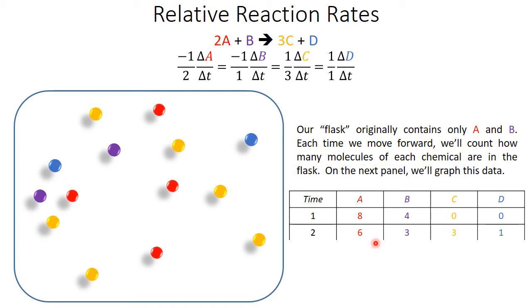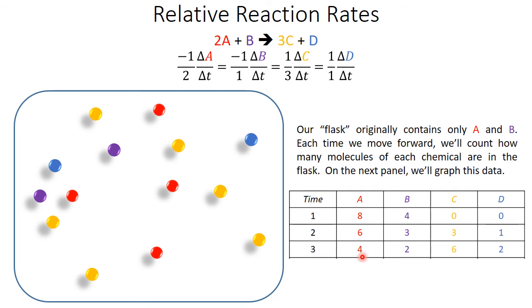Let's go forward again. We're going to consume another 2 molecules of A and another 1 molecule of B. We made 3 more molecules of C and 1 more molecule of D. Now we have 4 molecules of A, 2 of B, 6 of C, and 2 of D. Let's do that one more time.